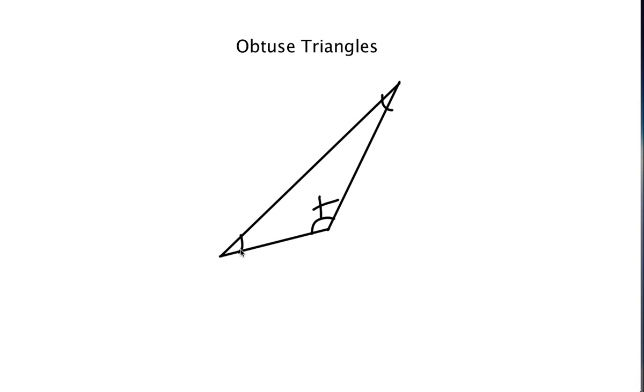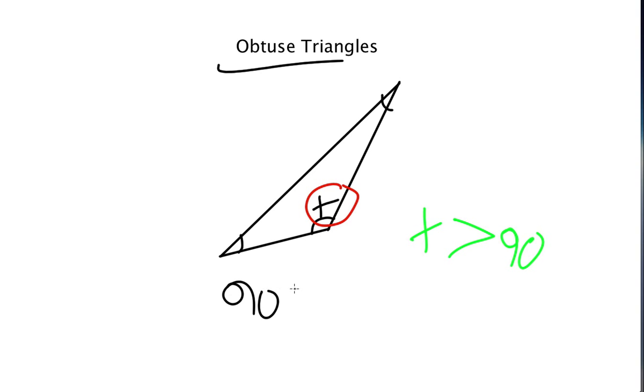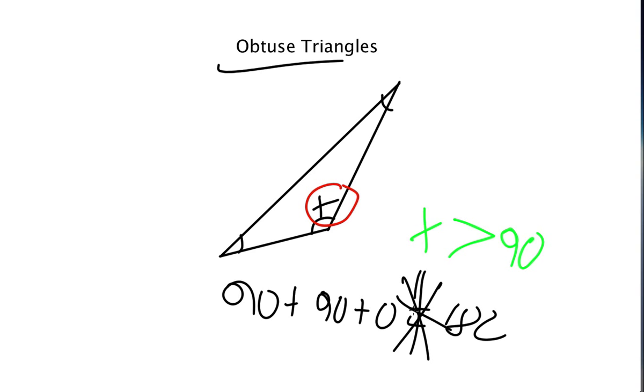An obtuse triangle is a triangle in which one of the three angles has a measure of over 90 degrees. An obtuse triangle will only have one angle with a measurement of over 90 degrees, because if two angles were equal to or over 90 degrees, that would exceed the 180 degree limit of the triangle, or make the last angle 0, which isn't something that happens. So an obtuse triangle has one angle greater than 90.